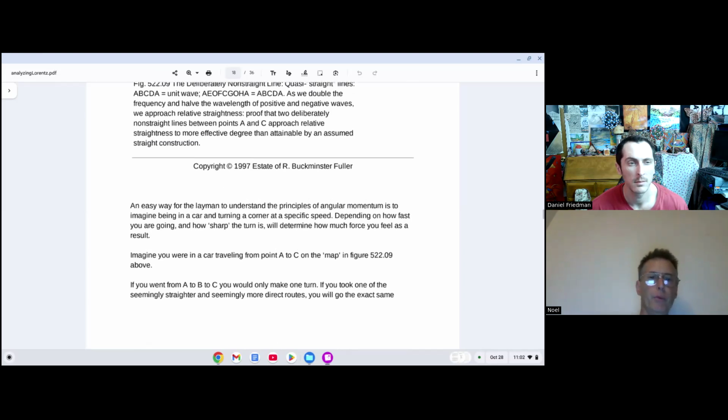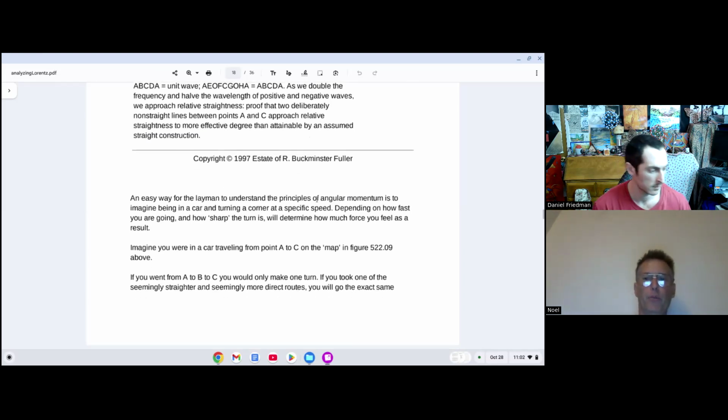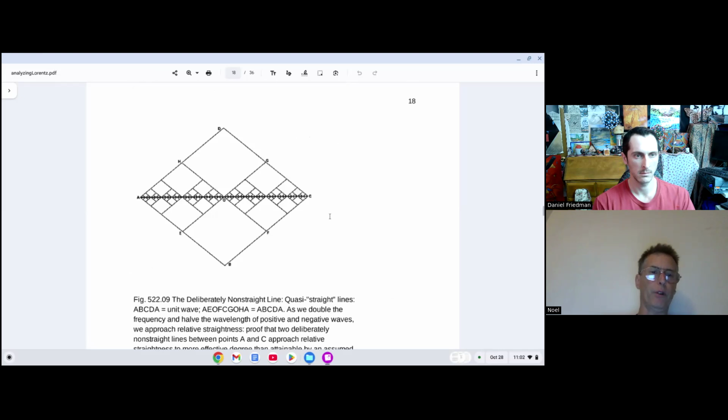An easy way for the layman to understand the principle of angular momentum is to imagine being in a car and turning a corner at a specific speed. So let's pretend we're on this and it's a map to grandma's house. We can either go all the way here and just turn one time and then we make it to grandma's house. Or we could go a shorter route. We could go here, turn here, maybe turn here and end up there. Or we could go here and here and here and here and here.